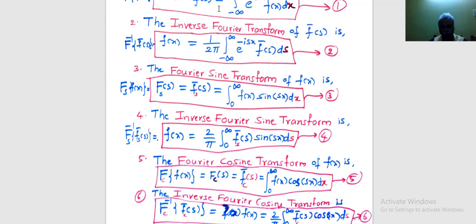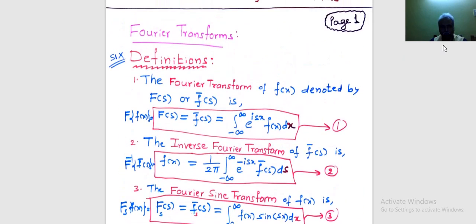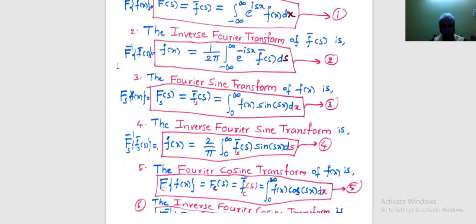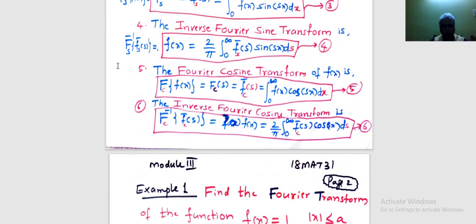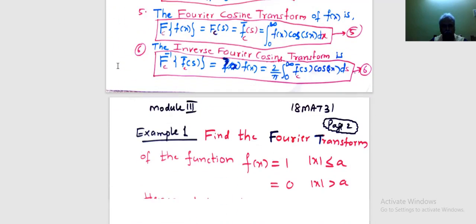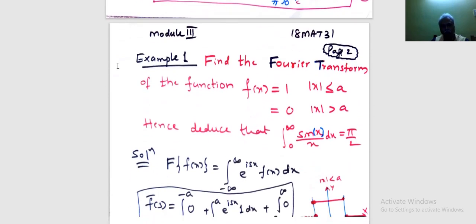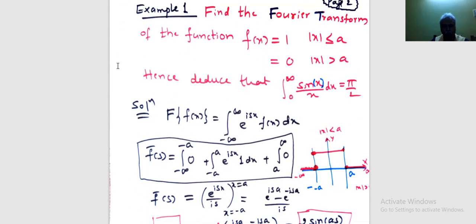At present, we are focusing on the Fourier transform and inverse Fourier transform, that is, definitions number 1 and 2. I am again repeating that these 6 definitions govern these Fourier transforms. If you know these 6 definitions, you can find the solutions to all the examples of Fourier transform.